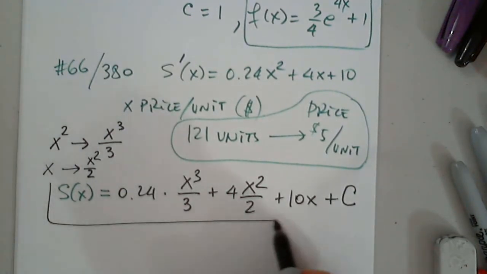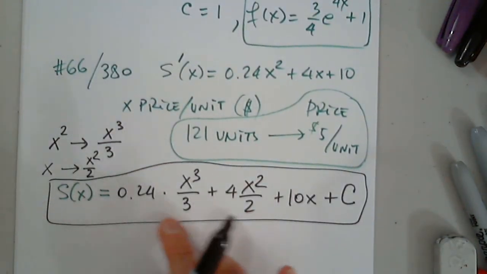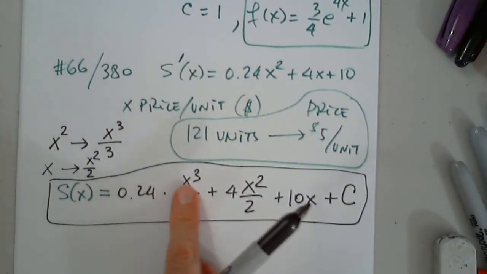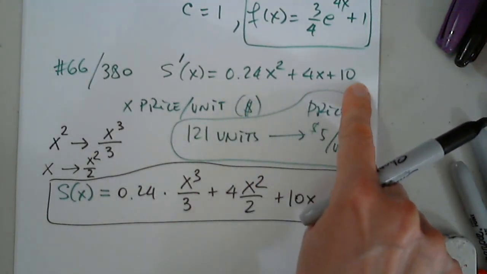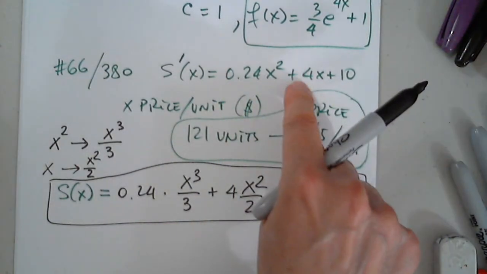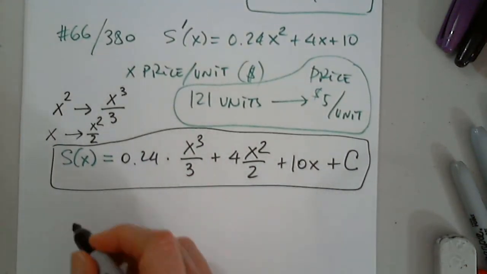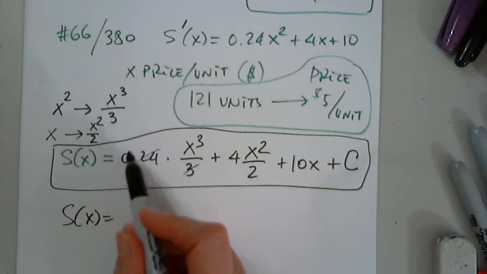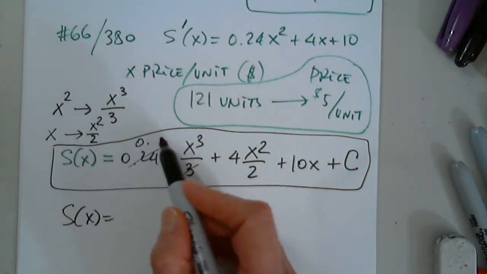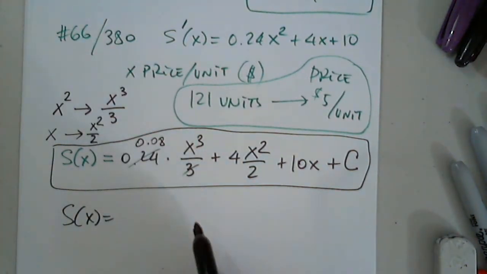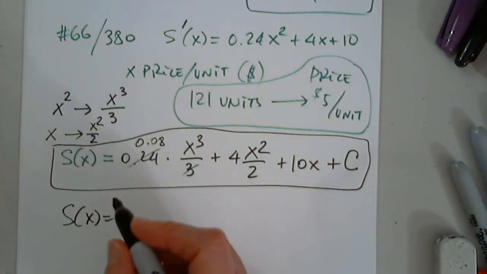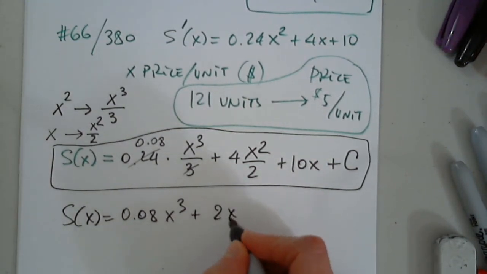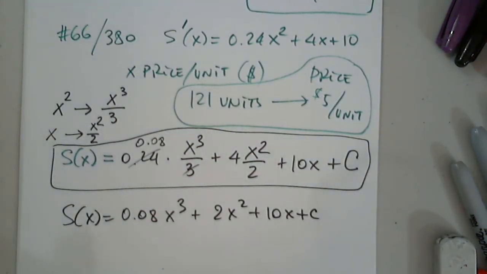Yes, it needs cleaning up. It's not done. But this is the function whose derivative is that. If you differentiate this function, you must get that. So this is the antiderivative of that function. So now I'm going to clean it up and simplify a little bit. So s of x, 0.24 divided by 3. So this will be 0.08 x to the third plus 2x squared plus 10x and plus a constant c.